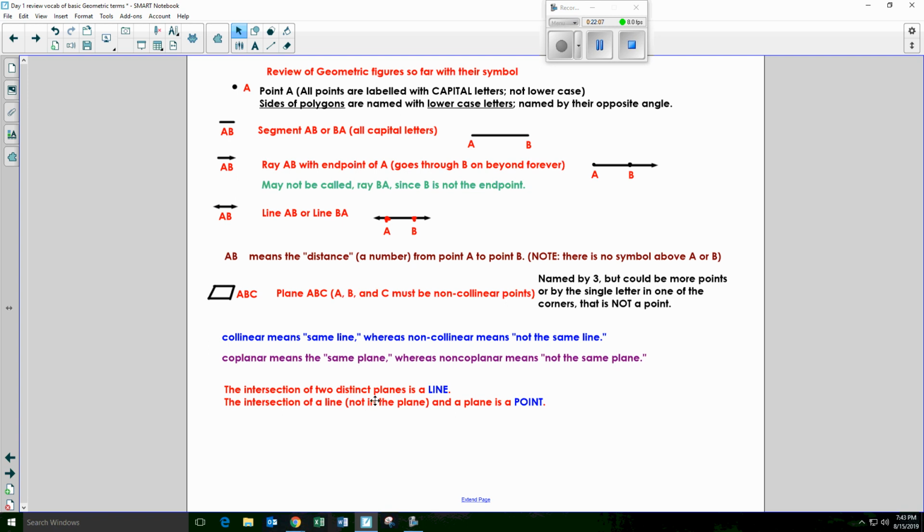The intersection of two distinct planes, distinct meaning different, two different planes, that means not the same plane. The intersection of a line, not in that plane, with a plane is a point.